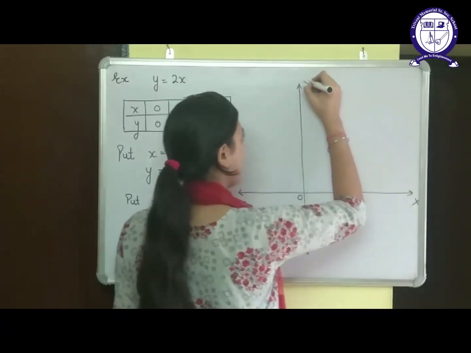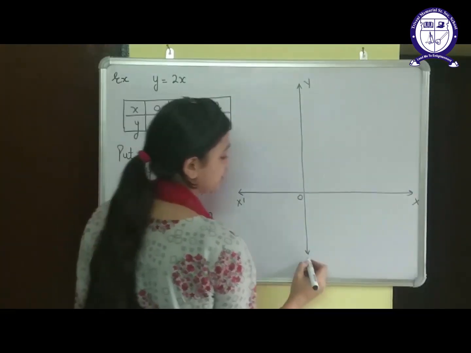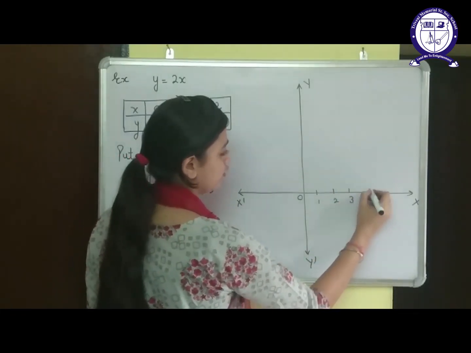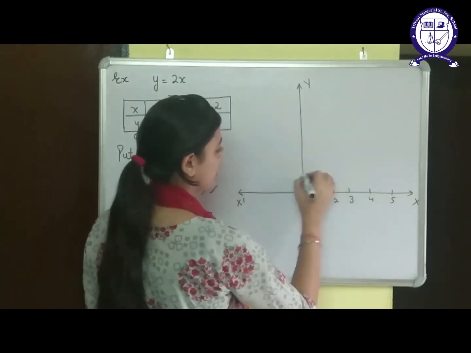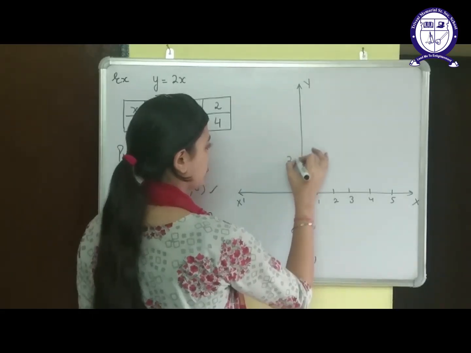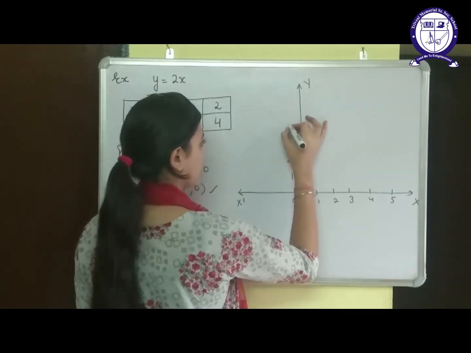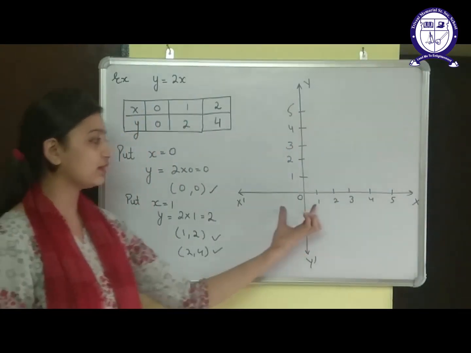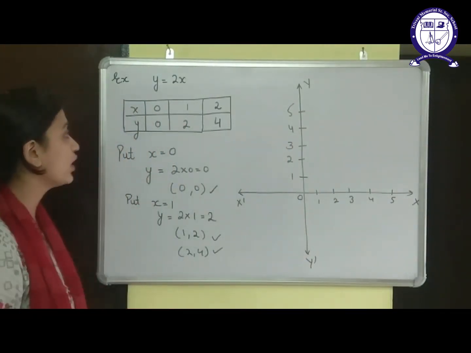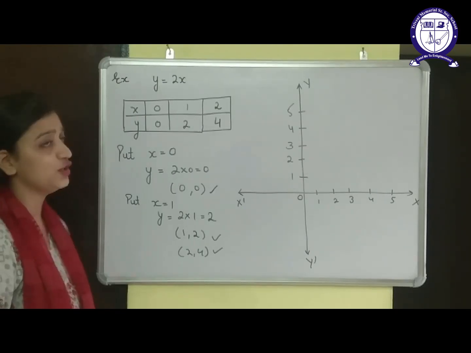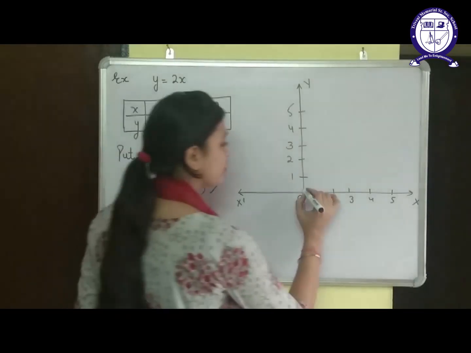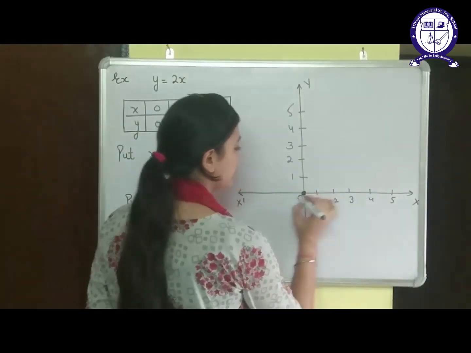X, y, x dash, y dash. 1, 2, 3, 4, 5. You can also write the negative part. Now the first point is 0, 0. 0, 0 we all know, it's our origin. So the first point is this one.